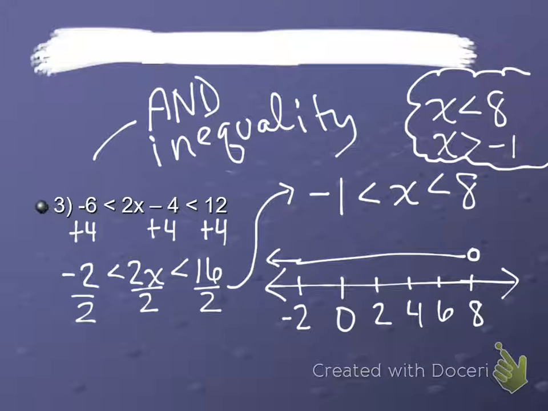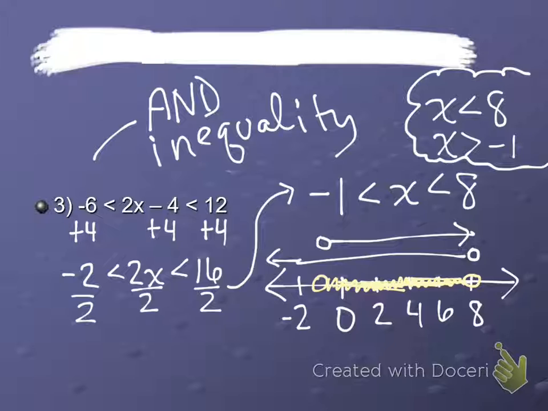And I have an open circle at -1, which would be in between 0 and -2. Open circle there, shaded to the right. And I see that my overlap is, again, in between those points. So for my final answer, I should have my open circles at -1 and 8, and I should be shaded in between them.